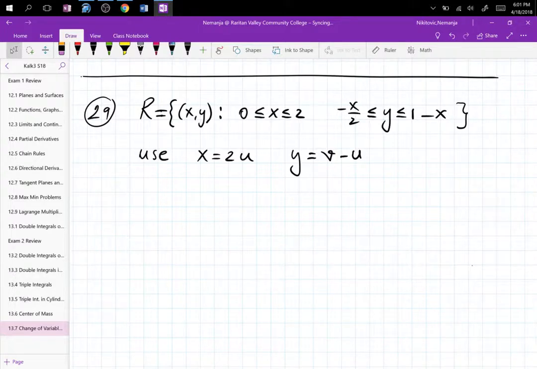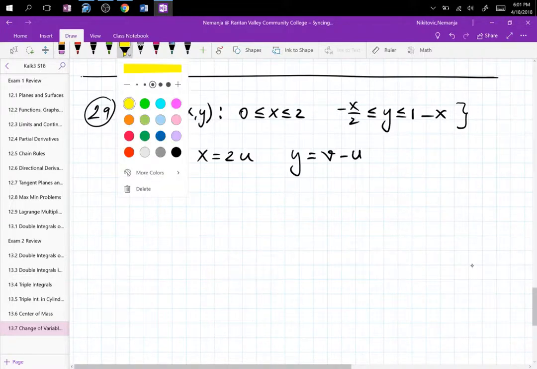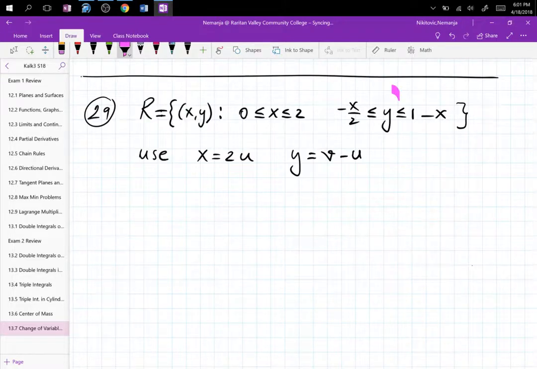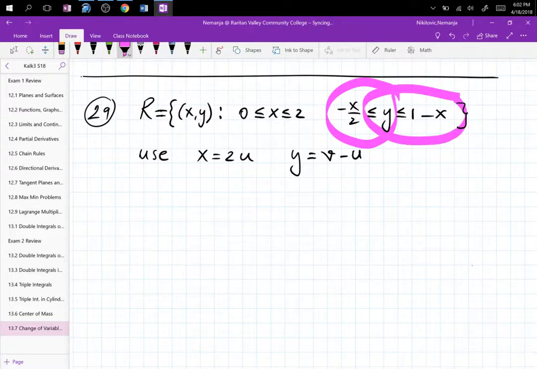I've asked you many times to draw the picture first and then start doing stuff, because without drawing the picture, you don't really know all of the sides that you need to transform. So we are going to zoom onto this over here. We have the equation y equals negative x over 2, and then over here, we have the equation y equals negative x plus 1.